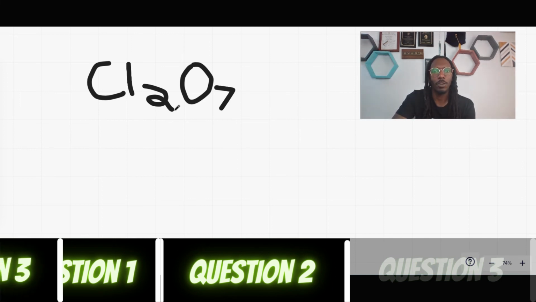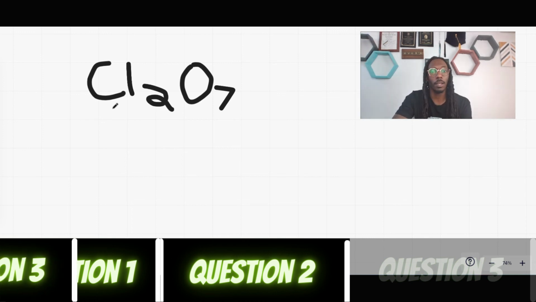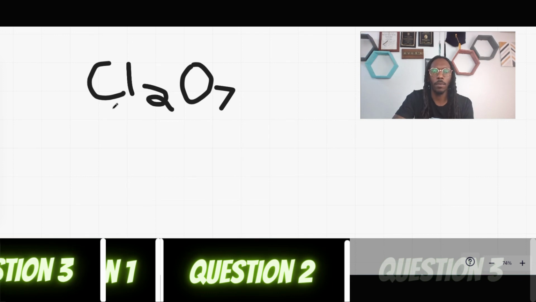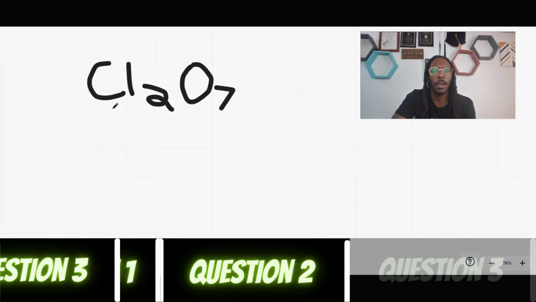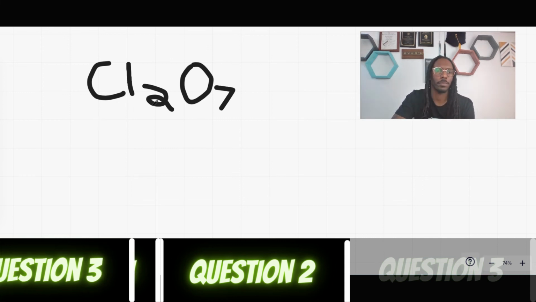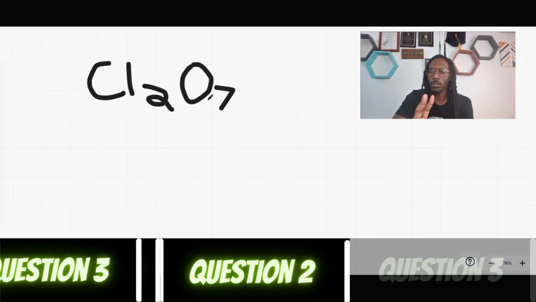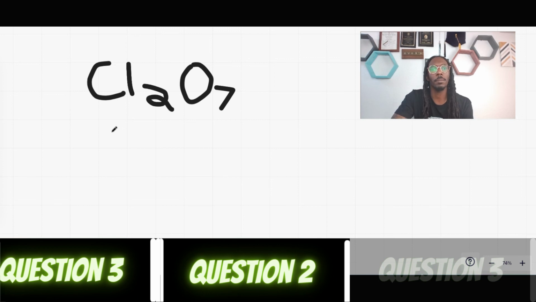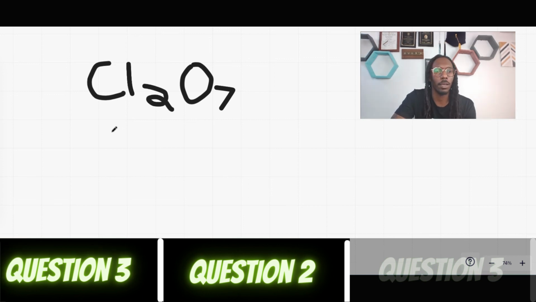So now we know this is going to be a molecular compound, with covalent bonds taking place here. You know the routine from before. If you don't want me to give away the answer, go ahead and pause me. If not, here we go. Chlorine and oxygen are the only two elements. Because it's a molecular compound, we have to name it as a molecular compound.